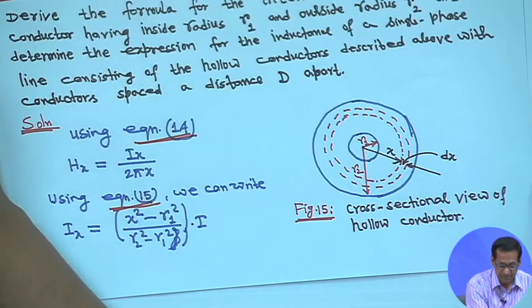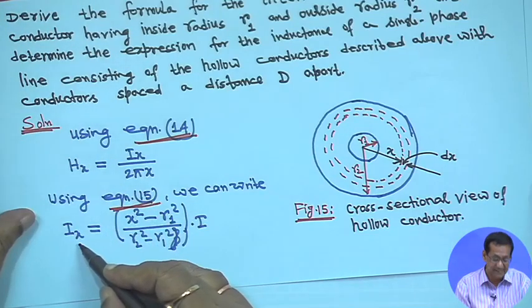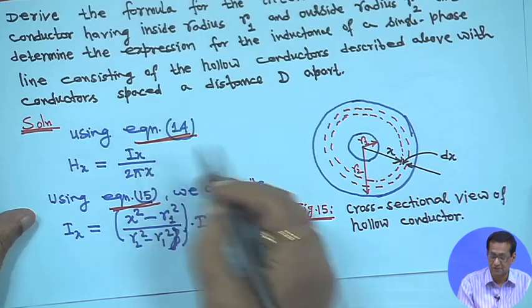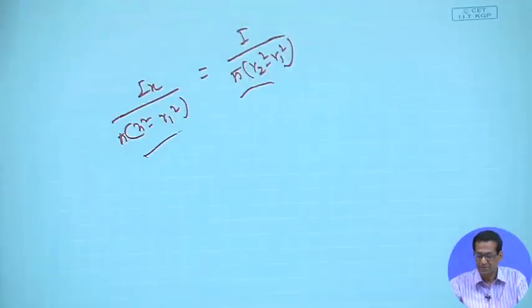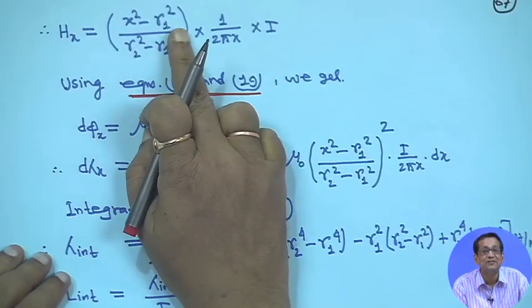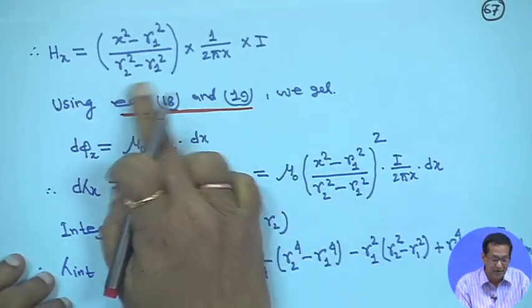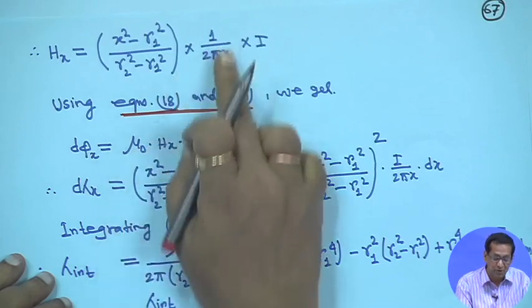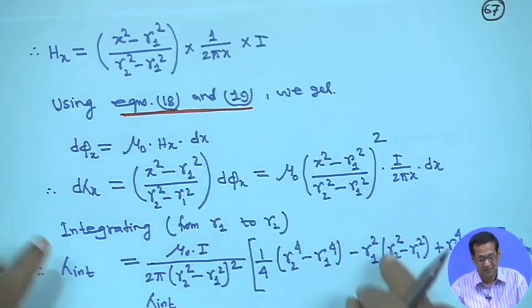Therefore, this Ix you substitute here. If you substitute, then Hx will be (x square minus R1 square) divided by (R2 square minus R1 square) into 1 upon 2 pi x into I.